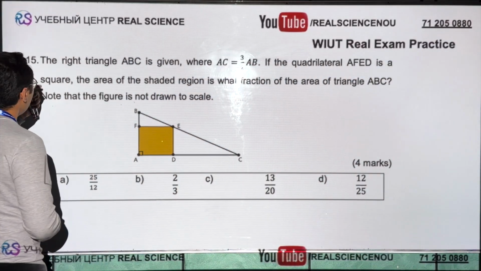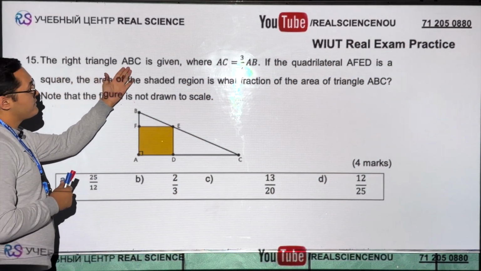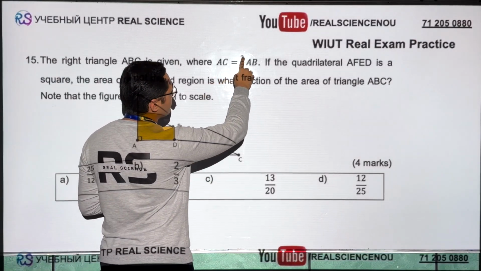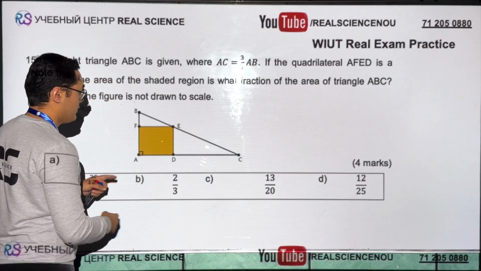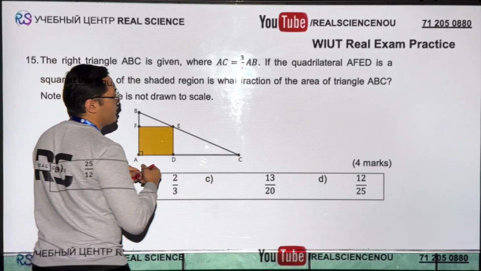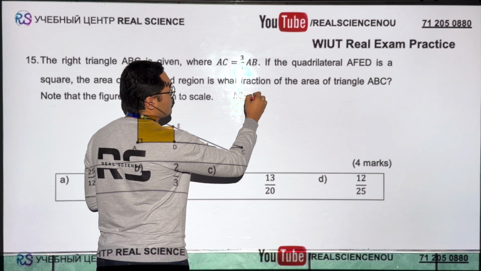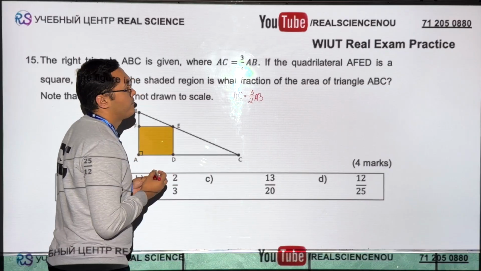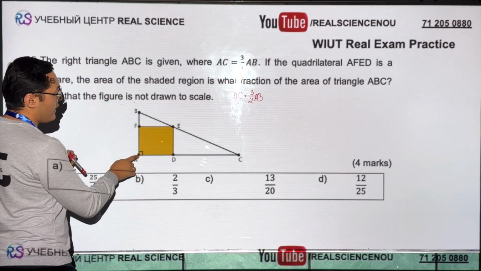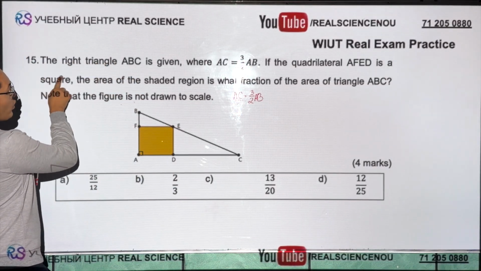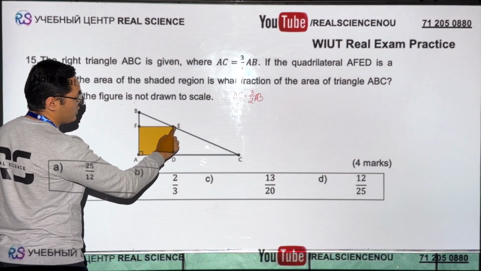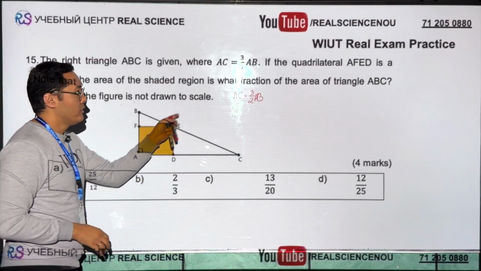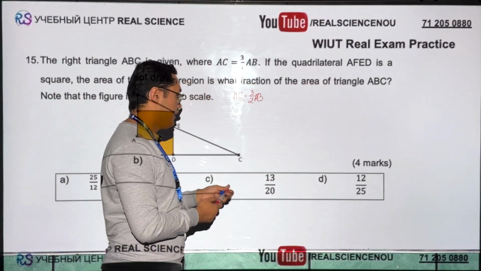So as you can see here, problem number 14 says the right triangle ABC is given. So this is A, B, and C. AC is equal to 3 over 2 AB. Let me write that as well. AC is equal to 3 over 2 AB. If the quadrilateral AFED is a square, the square means that all these sides are equal. The area of the shaded region, the area of the square, is what fraction of the area of triangle ABC?